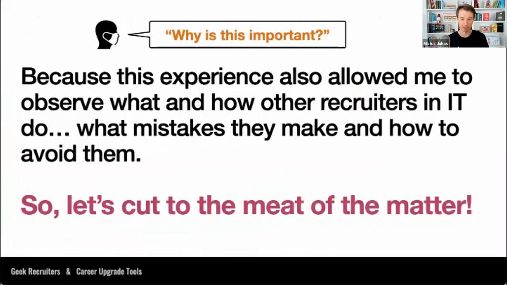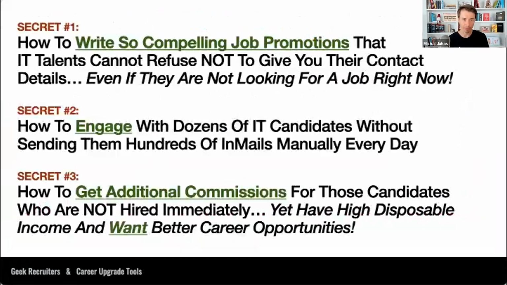So let's cut to the meat of the matter. The 3 topics to cover today are, first, how to write such compelling job promotions that IT talents cannot refuse to give you their contact details, even if they are not looking for a job right now. The second topic is how to engage with dozens of IT candidates without sending them hundreds of emails manually every day. And number 3, how to get additional commissions for those candidates who are not hired immediately, yet have high disposable income and want better career opportunities.